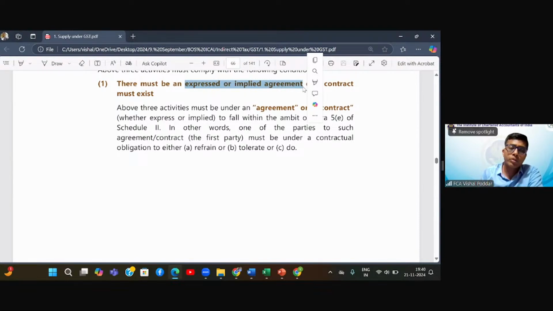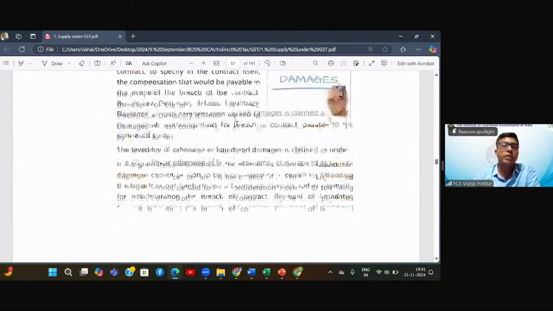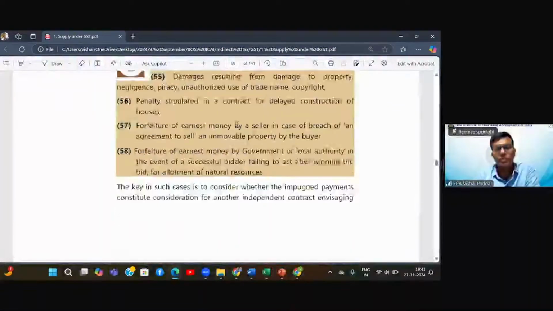Now what was the department saying? Why are you taking a penalty? Because you have tolerated him not doing something. But did we agree that he will not do something, that I will tolerate that, and hence he will pay me money? No. That is what is important. In breach of contract, even though I get some compensation, called liquidated damages, I never agreed to this. In fact, I wanted you to complete the work. But since you are not completing, as a punishment, I am taking some money. So it will not be liable to GST. That is what is clarified in this whole circular.